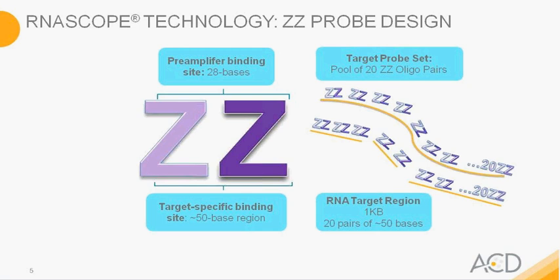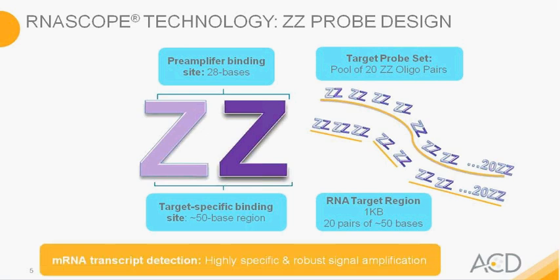The standard RNAscope design consists of 20 ZZ probe pairs, and the standard region that we design the probes is 1 kb region. This results in 20 pairs of 50 bases. In the event that your RNA is degraded, as shown here in the yellow line, RNAscope can still work and result in a punctate dot. This makes RNAscope highly specific and robust for signal amplification.